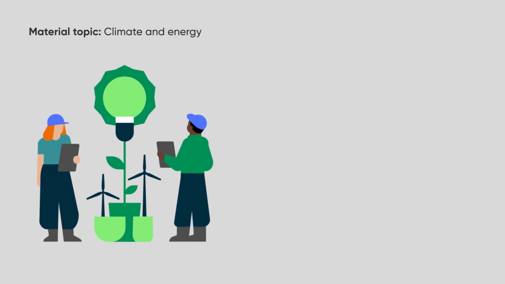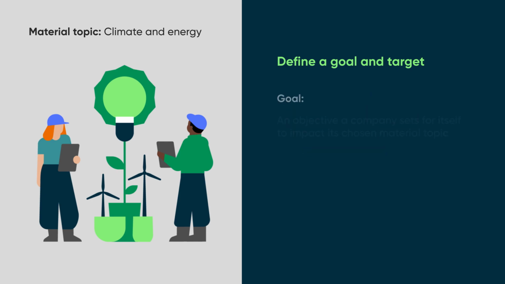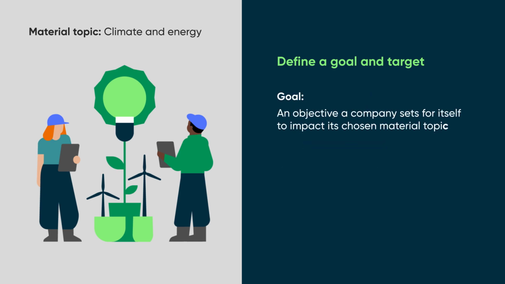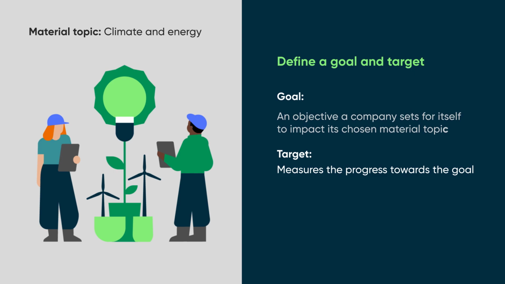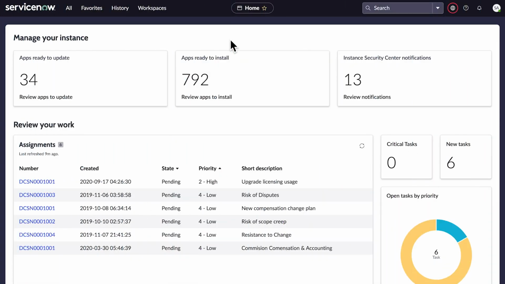For our example, let's look at climate and energy. First, we need to define a goal and a target for this topic. A goal is an objective a company sets for itself to impact its chosen material topic, and a target helps measure the progress toward the goal. For this example, our goal is use only renewable energy by 2035, and our target is use renewable energy for 50% of our global power needs by 2025. Let's see how to create them in the application.